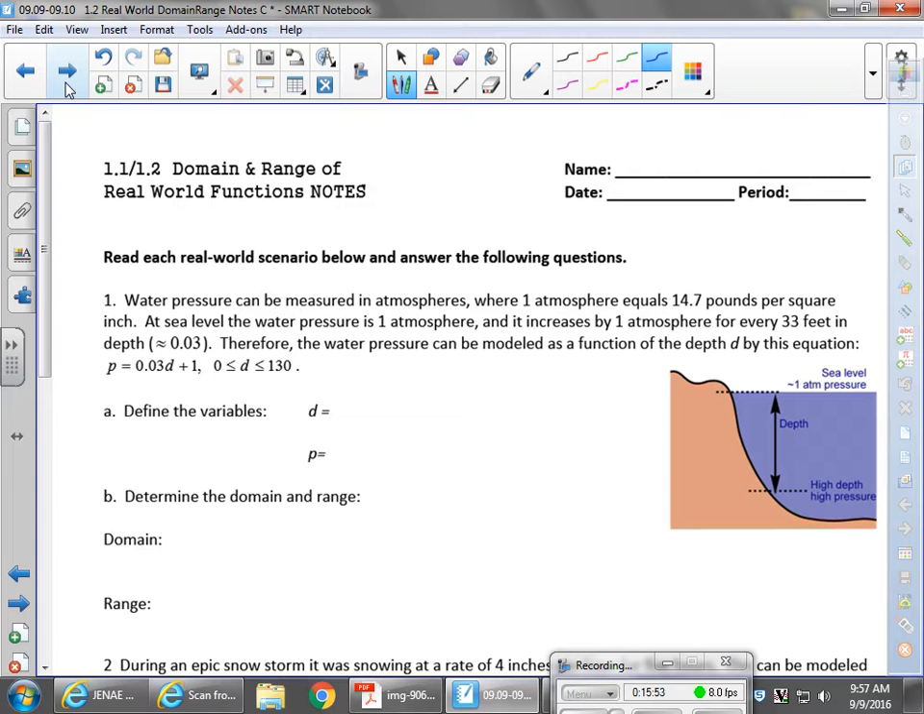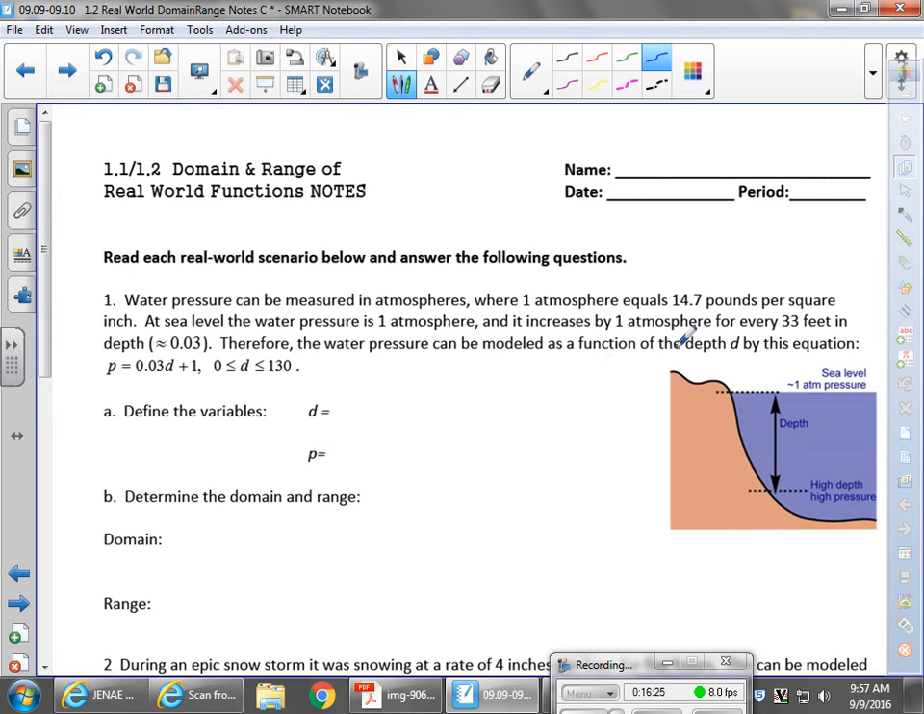Okay, water pressure can be measured in atmospheres, where 1 atmosphere equals 14.7 pounds per square inch. At sea level, the water pressure is 1 atmosphere. So if you're sitting on a boat, not underwater, you're at sea level, that is called 1 atmosphere's worth of pressure. But it increases by 1 atmosphere for every 33 feet in depth. So every time somebody goes down 33 more feet, it increases by 1.